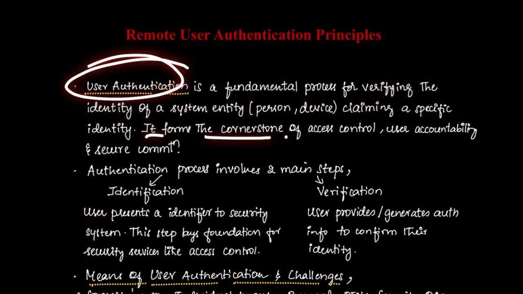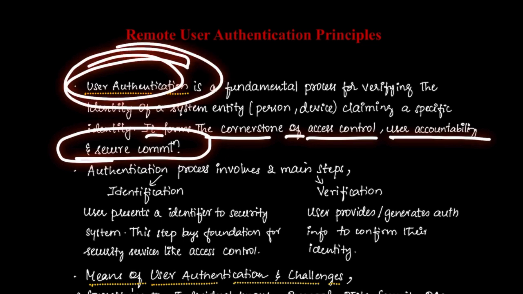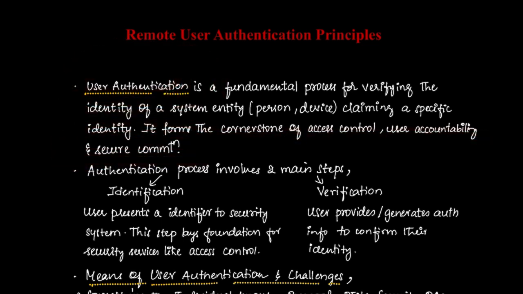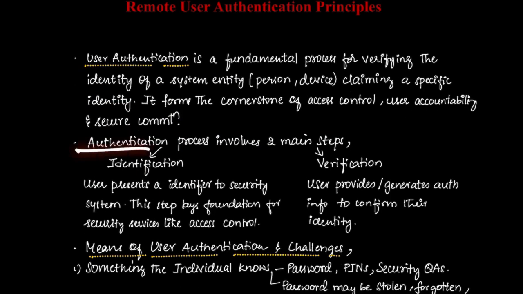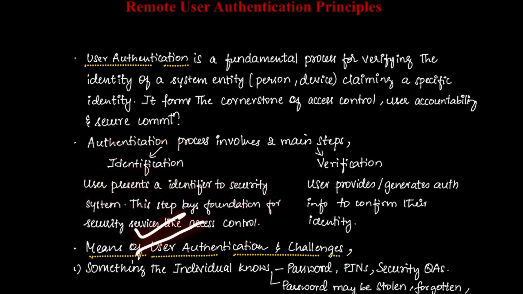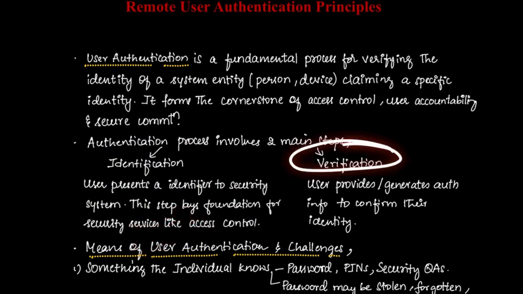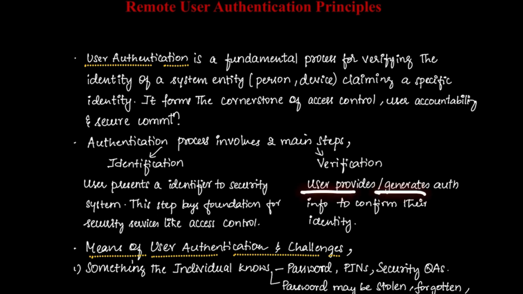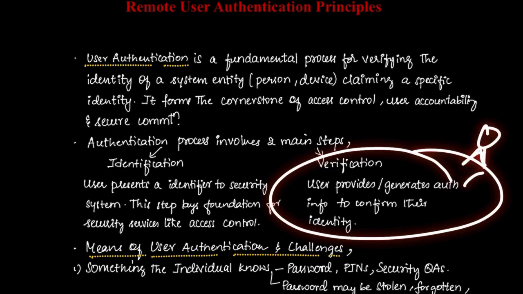It forms the cornerstone of access control, user accountability, and secure communication. By authenticating the user, we can further perform various operations upon it. The authentication process involves two main steps. First one is identification. Identification means the user presents an identifier to the secure system. This step lays the foundation for security services like access control. Here you can present an identifier like a username or ID. Coming to verification, here the user provides or generates authentication information to confirm their identity. That is, they make use of passwords, for example, to confirm that they are this particular entity.